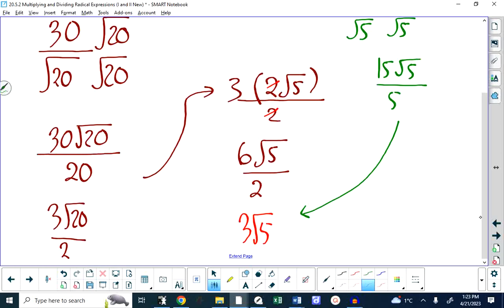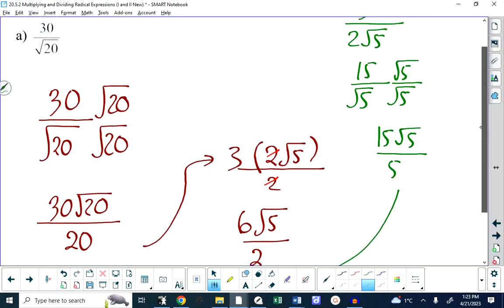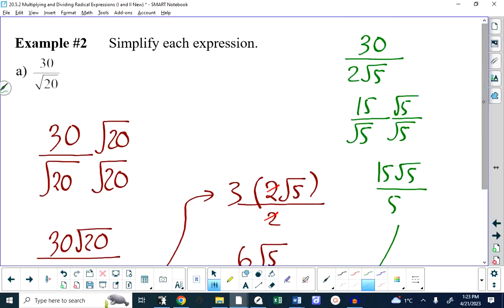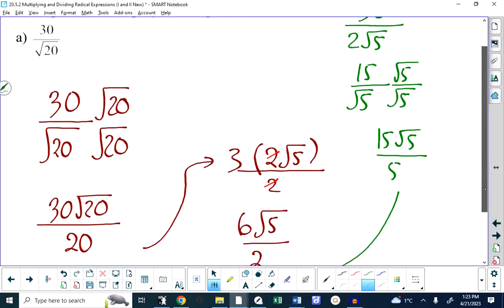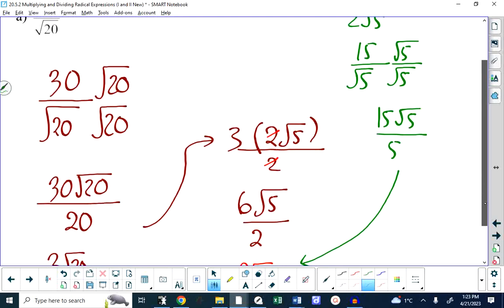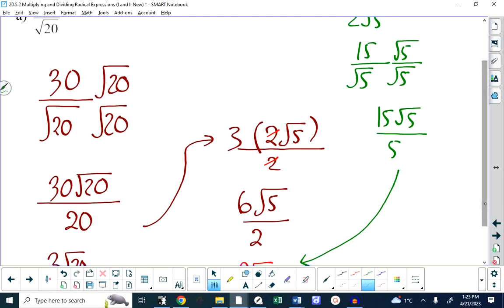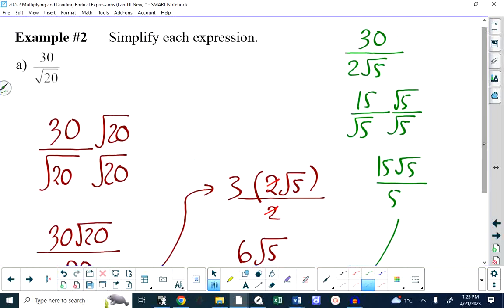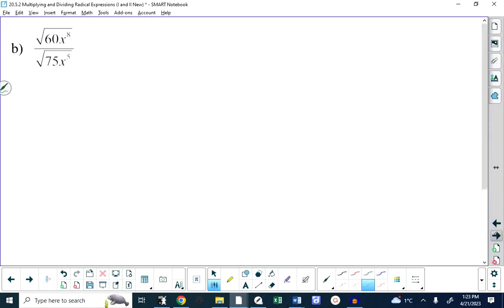And my argument for trying this first, the one I have in green, even though you may have to do more steps sometimes, is that you're going to be dealing with smaller numbers right away. We're not dealing with 30 root 20. We're dealing with 15 root 5. Anyway, let's move on. Let's try another one.